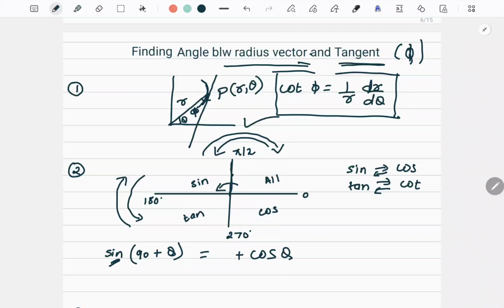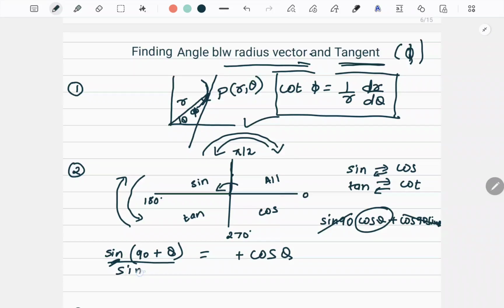Right? In case you get confused in the exam, you can always apply another concept, the formula of sine A plus B. What is sine A plus B? Sine A cos B plus cos A sin B. Now what is cos 90? 0. So this term is gone. Sin 90 is what? 1. So what is left? Cos theta. But I will suggest you understand this concept of allied angles and then do the question.